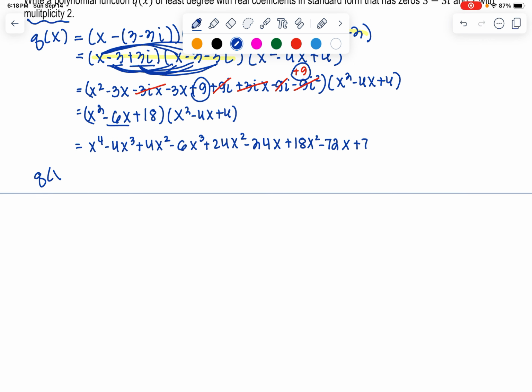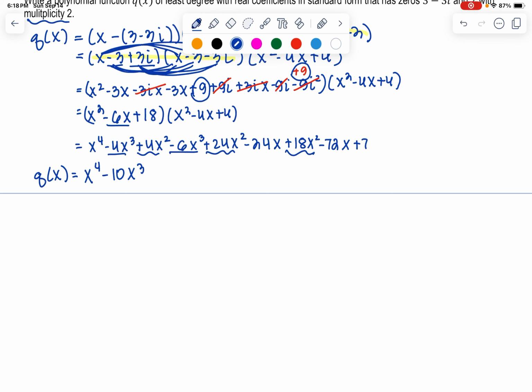All right, ready to write my final answer. Q of x equals, standard form, highest exponent first, x to the fourth. I have a negative 4x cubed and a negative 6x cubed, which is negative 10x cubed. I have a 4x squared, a 24x squared, and an 18x squared, which is 28, 38, 42.